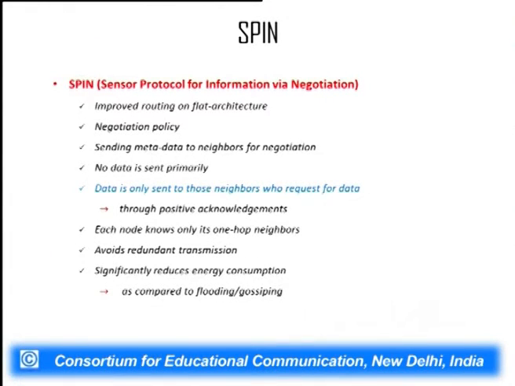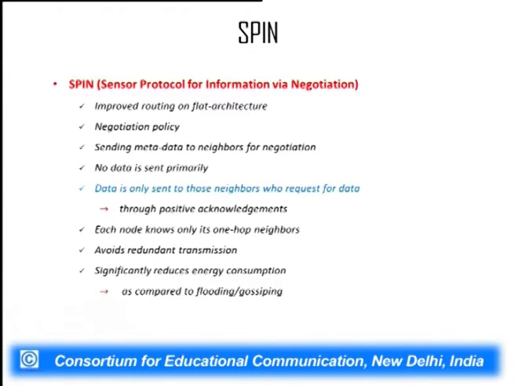It's not like gossiping, where any of the nodes will be chosen randomly. It is up to the neighbors to decide whether they will take the data or discard it. So there is obviously a negotiation policy here. Another good thing with SPIN is that it will not send the data directly. It will rather send the metadata. Metadata is the information that the actual data is going to hold. So metadata is sent, and the neighbor checks whether the data is required by it.